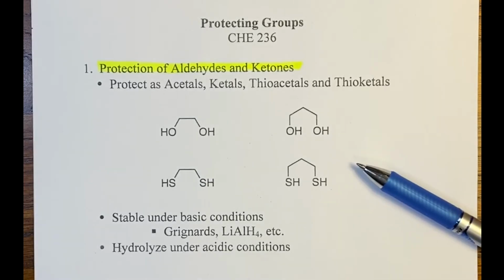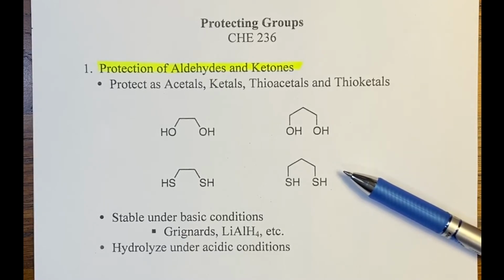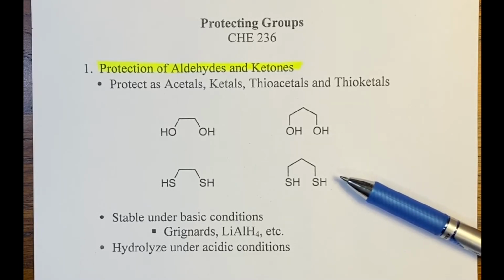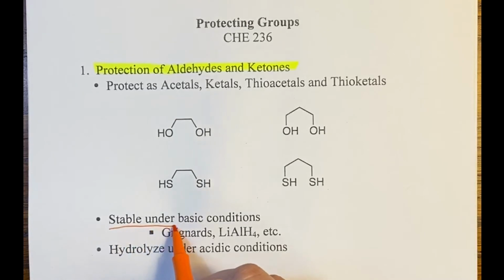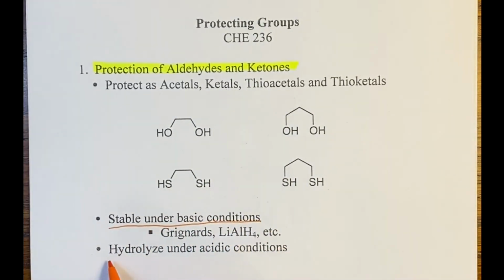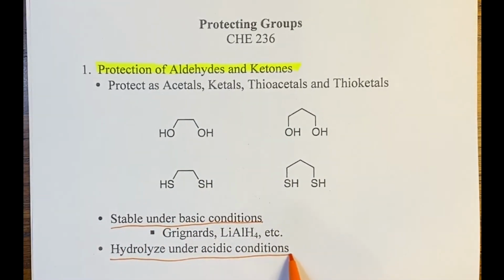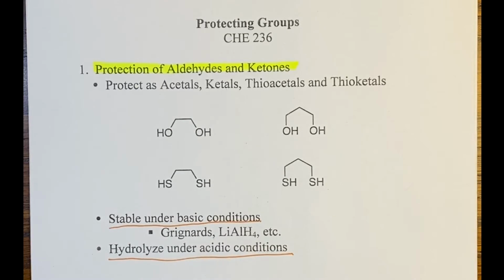We could use any acetal, ketal, thioacetal, or thioketal as a protecting group, but often we use our diols or our dithiols as reagents for this type of reaction. But again, any acetal, ketal, thioacetal, or thioketal could be used as a protecting group. They're going to be stable under basic conditions, and they will hydrolyze under acidic conditions. So it's important to understand the limitations of your protecting group.